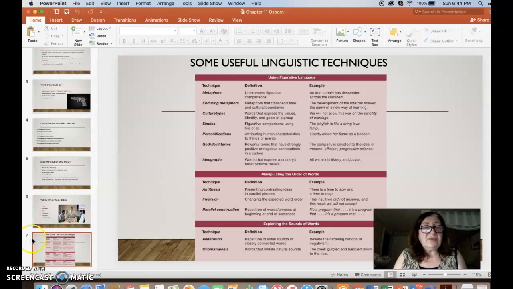That was our chapter 11 from Osborne, and I would really hope that you can read this part, especially about the linguistic techniques, in more detail and refer to it when you're writing your speeches.